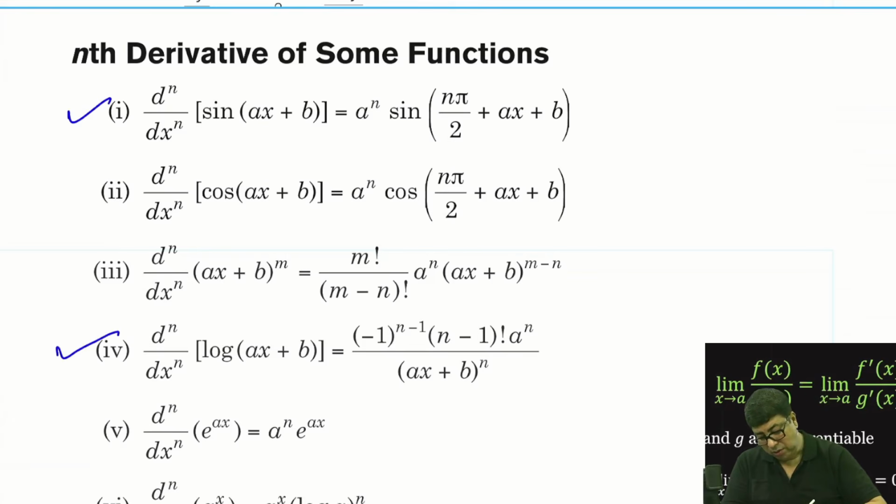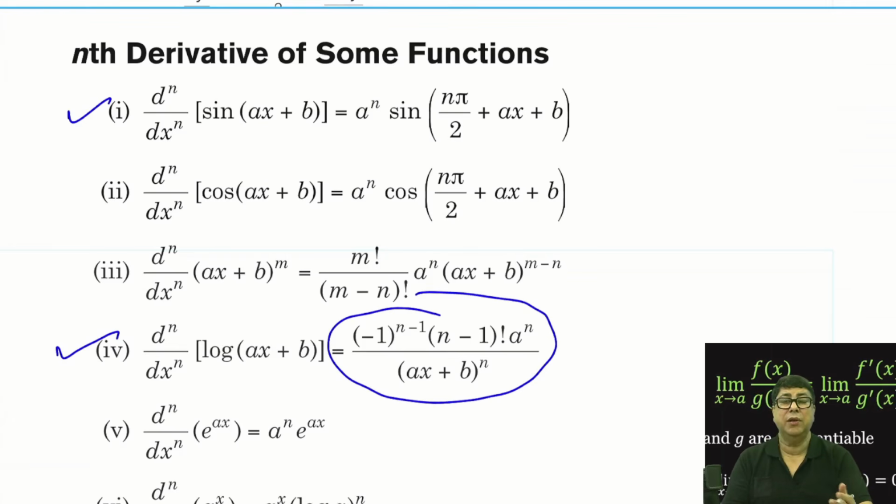So d/dx, so much is not needed, d/dx of log of (ax + b): the nth derivative is (-1) to the power n minus 1, factorial (n minus 1), a to the power n, by (ax + b) whole to the power n. Everyone, actually it is a very last-moment thing. So for this you have to keep in mind.